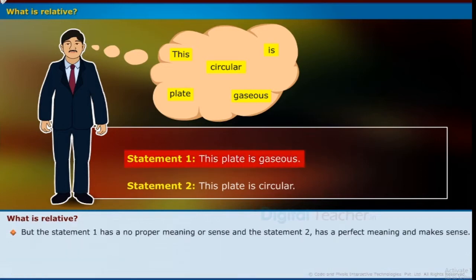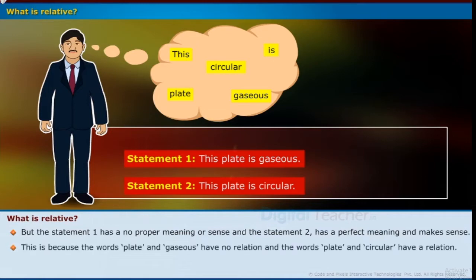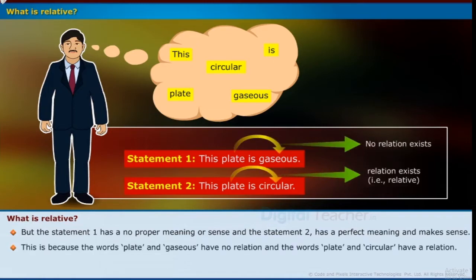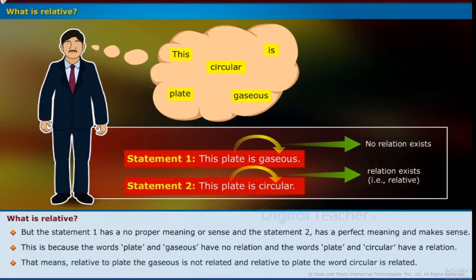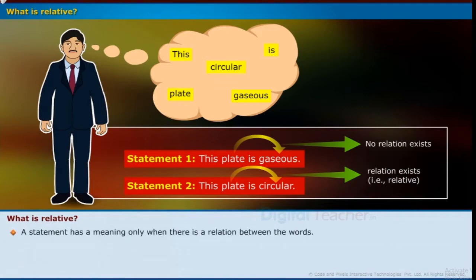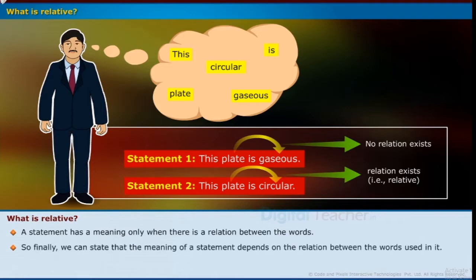But statement 1 has no proper meaning or sense, and statement 2 has a perfect meaning and makes sense. This is because the words plate and gaseous have no relation, and the words plate and circular have a relation. That means, relative to plate, the gaseous is not related, and relative to plate, the word circular is related. A statement has a meaning only when there is a relation between the words. So finally, we can state that the meaning of a statement depends on the relation between the words used in it.